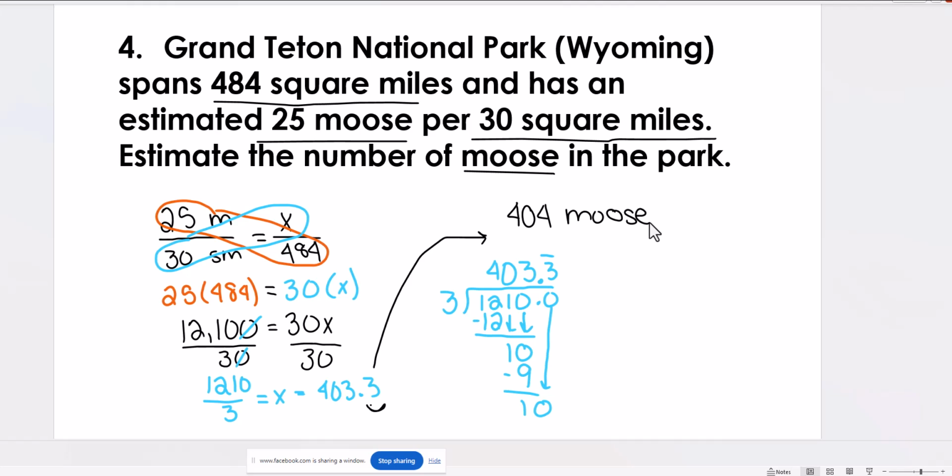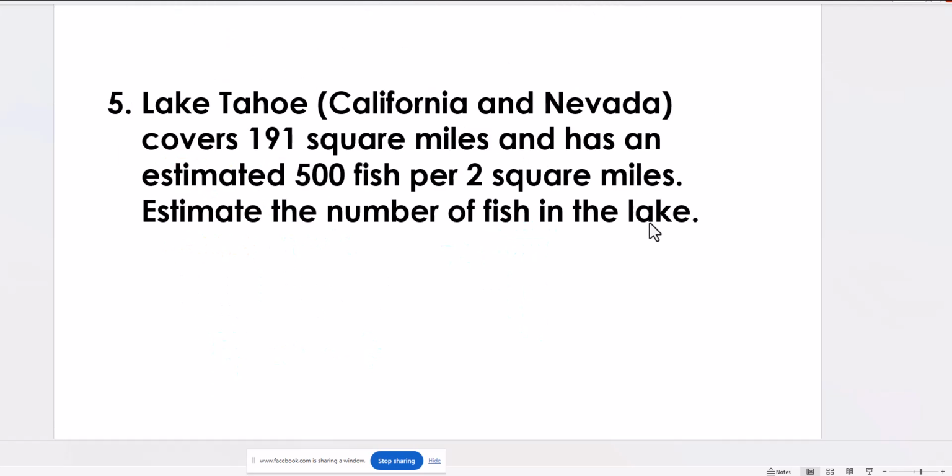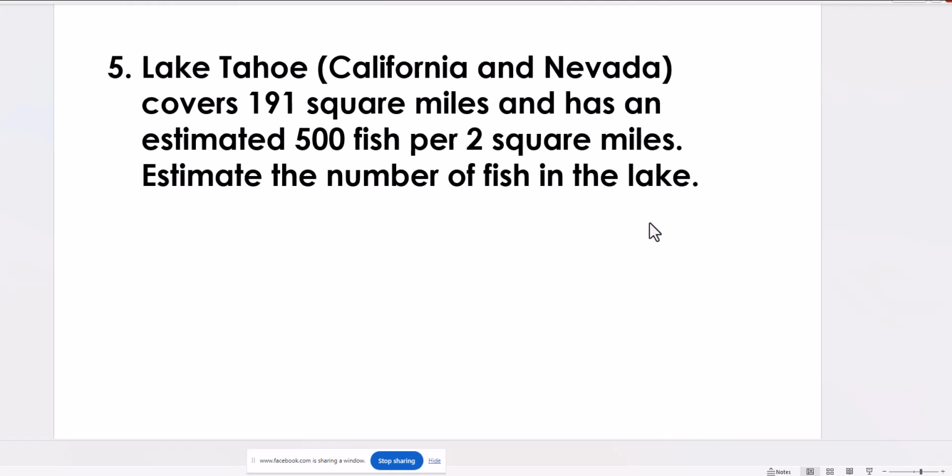All right, let's look at 5. Lake Tahoe, California and Nevada covers 191 square miles and has an estimated 500 fish per 2 square miles. Estimate the number of fish in the lake. First thing we want to do is we want to figure out, well, what do we know? Well, we know there's an estimated 500 fish per 2 square miles. Let's write that. And I'm going to write 500. I'm going to put an F for fish over 2, and SM, we're going to call that square miles.